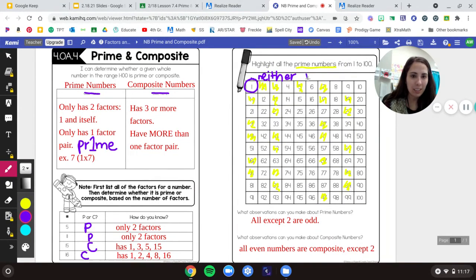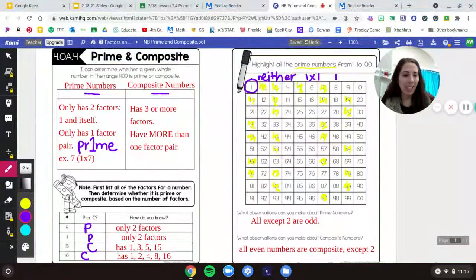Because it's 1 times 1. So if I had to list out my factors in a line, I would only have the number 1. I don't want to put 1 twice. Remember how we didn't put 6 twice when we had 6 times 6? So 1 only has 1 factor. It's so crazy. Just mind-boggling. All right, so that's what we're doing for our lesson.